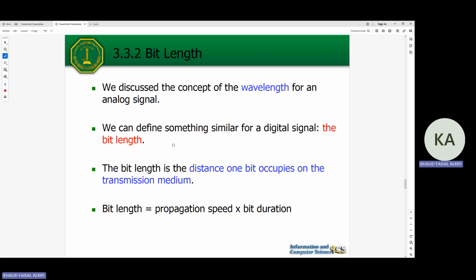The bit length is the equivalent of the wavelength, so it will have a law like the wavelength. The law of the bit length is the propagation speed multiplied by the bit duration.